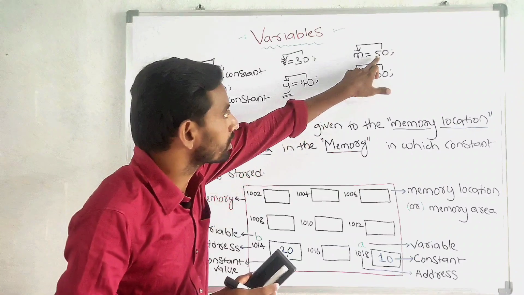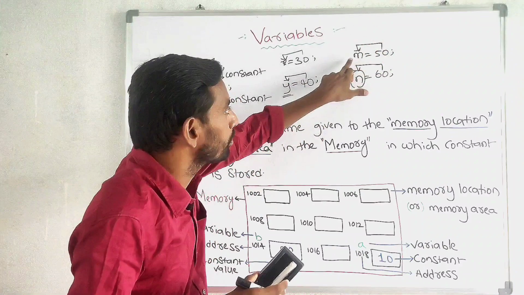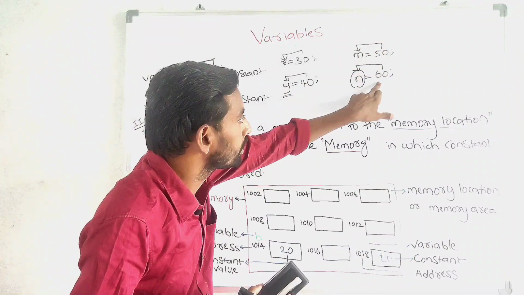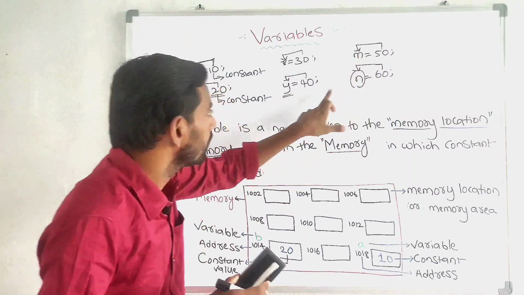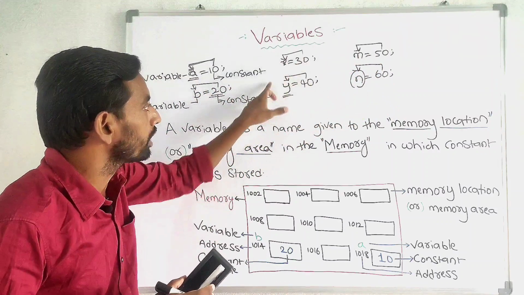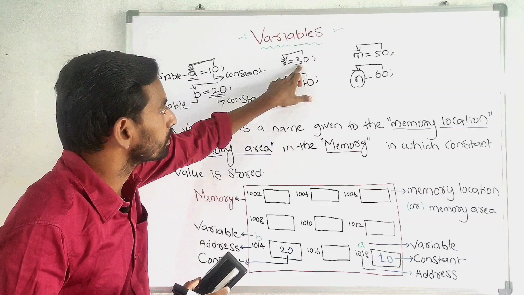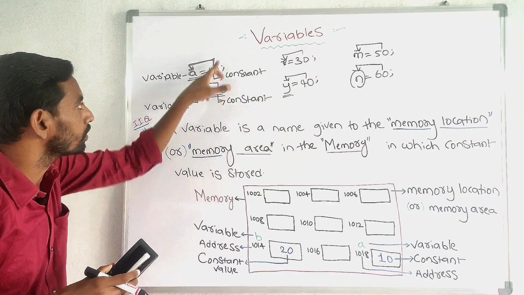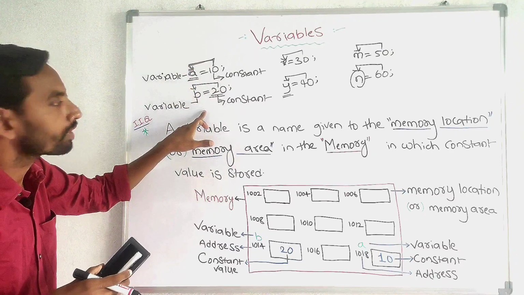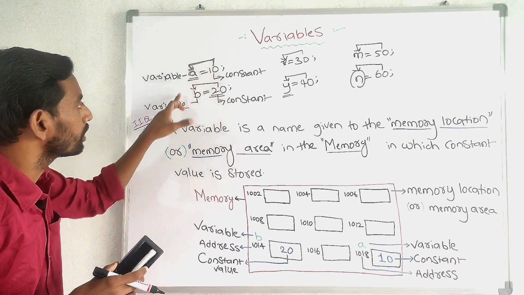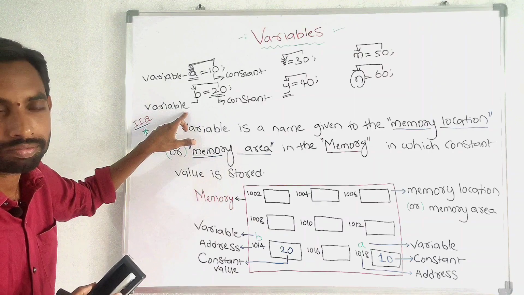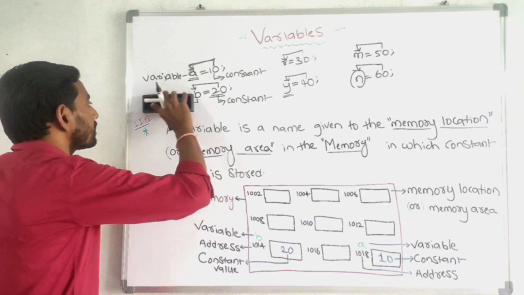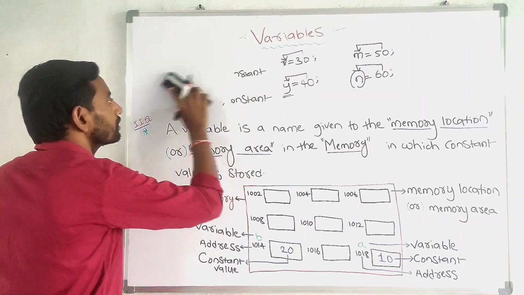So 50 is a constant value that can be stored into the variable name M. 60 is a constant that can be stored into the variable name N. 40 is a constant that can be stored into the variable name Y. 30 is a constant that can be stored into the variable name X. 10 is a constant that can be stored in the variable name A. 20 is a constant that can be stored in the variable name B. Right? These are the examples of variables.